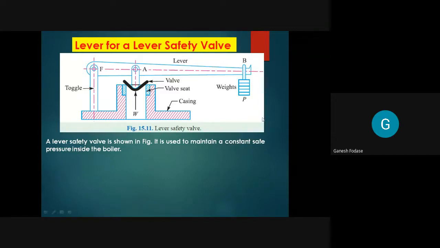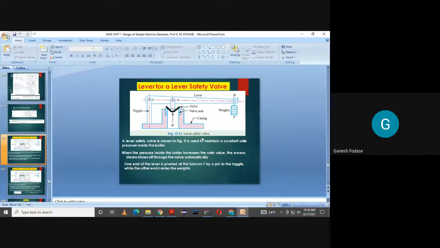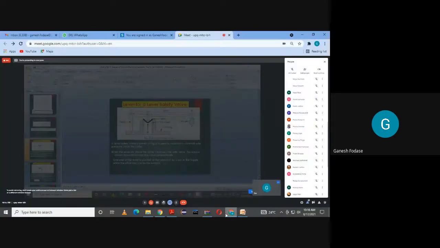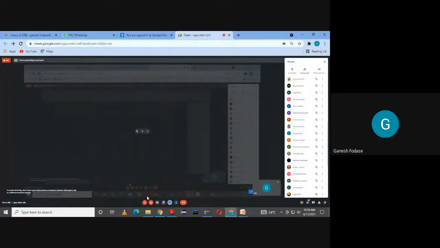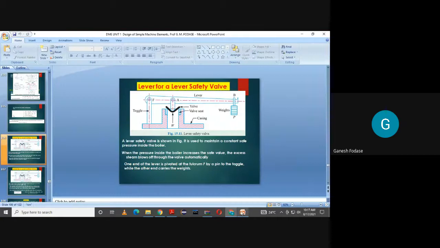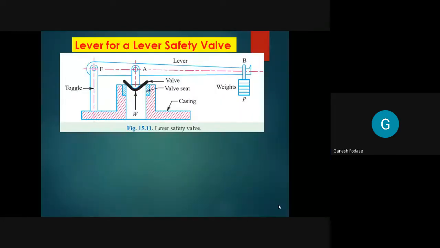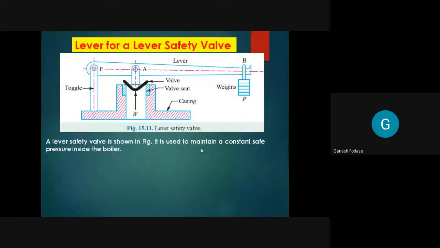We are attaching weights P at the end of the lever. So I told you why the weights are used, what a safety valve basically is, and the other parts: the casing and the valve seat. W is the load acting from the boiler side, while P is the weight attached at the end of the lever to keep this safety valve closed.